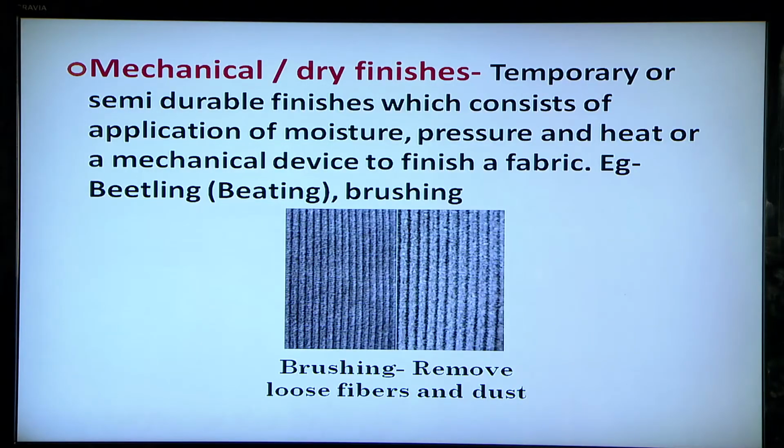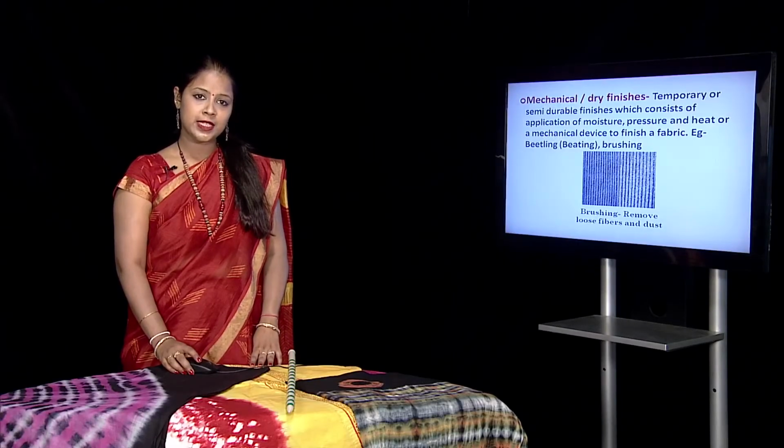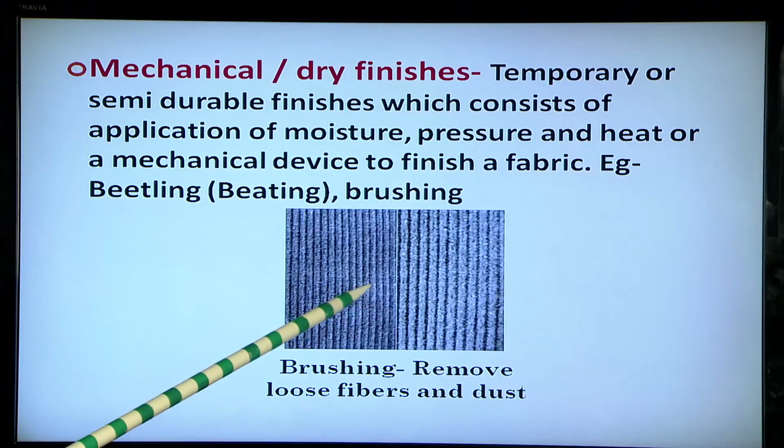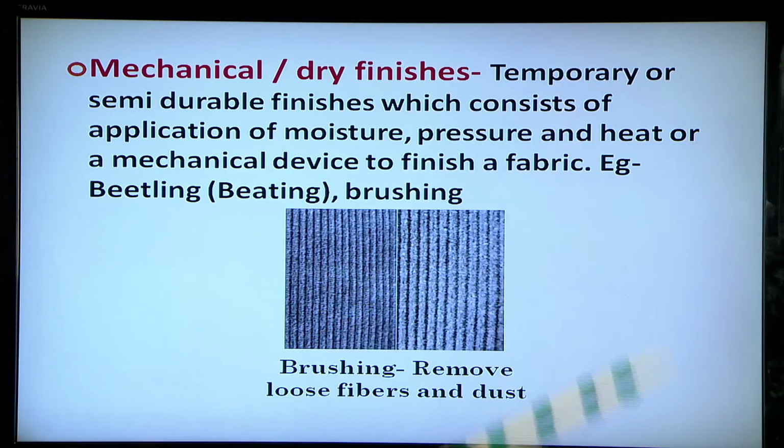Next are the mechanical or dry finishes. They are temporary or semi-durable finishes which consist of application of heat, moisture or pressure or a mechanical device to finish the fabric. The example being brushing, beating or beetling. This is a brushed fabric which has been applied mechanical or dry finish.